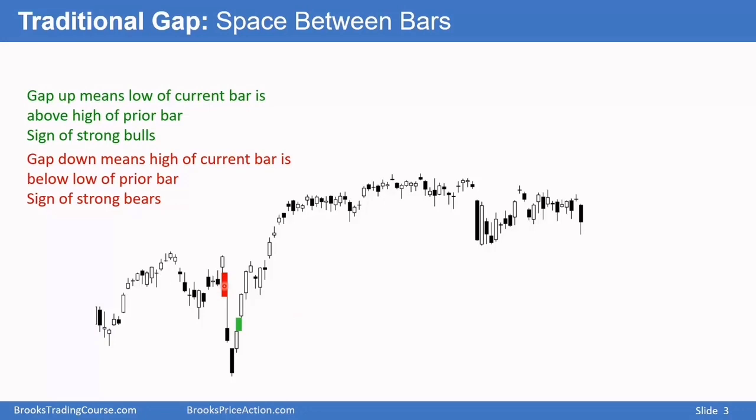A gap up is a sign of strong bulls. Here's a gap down, and it's a sign of strong bears. The market actually opened down here, rallied strongly, was unable to get back above yesterday's low, and then sold off to a new low later in the day. And this is the gap down.